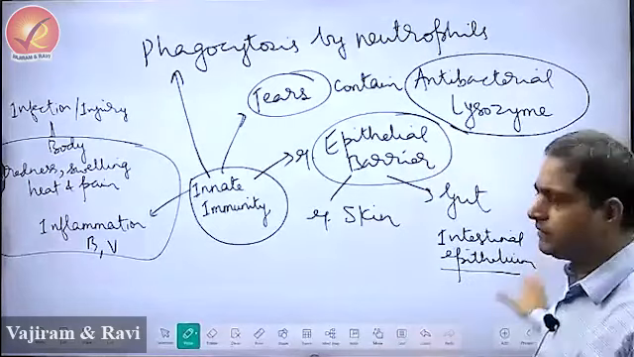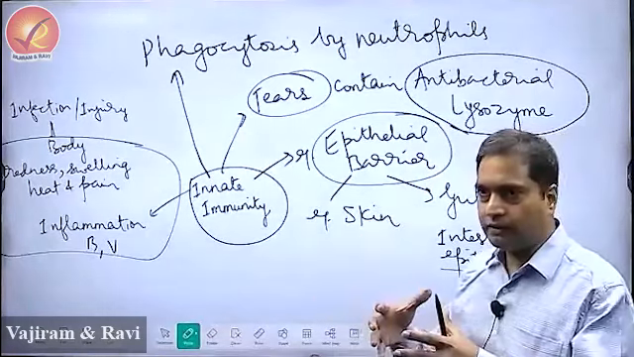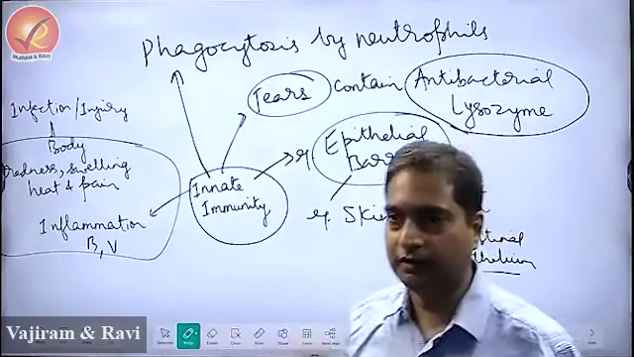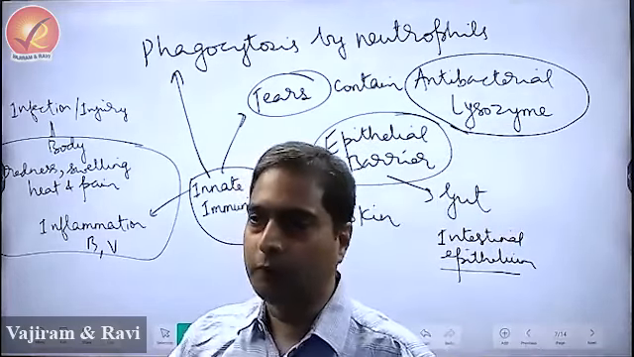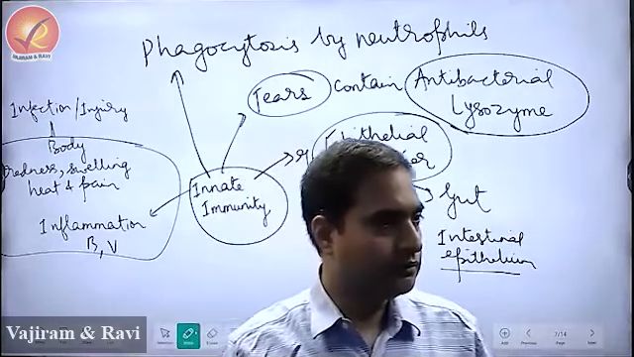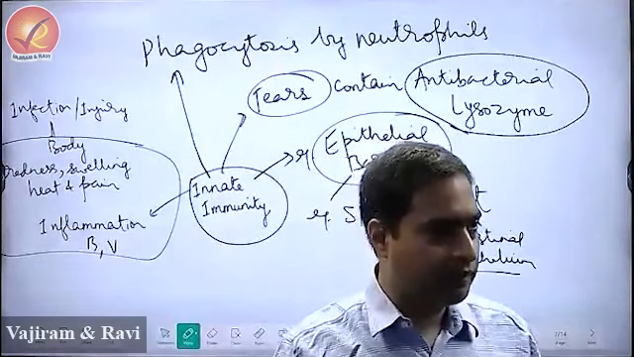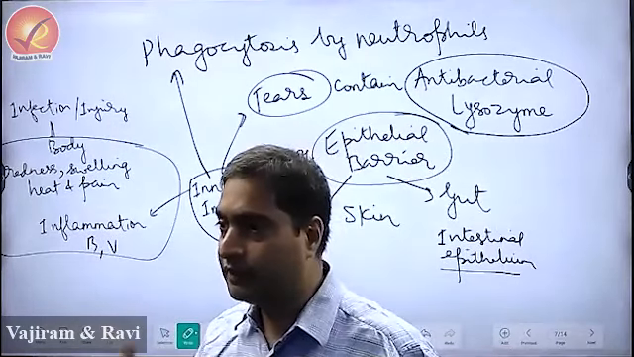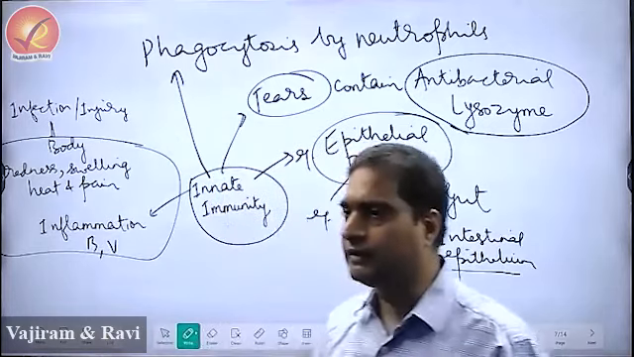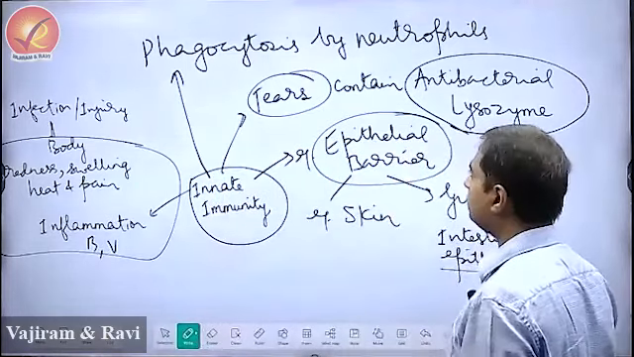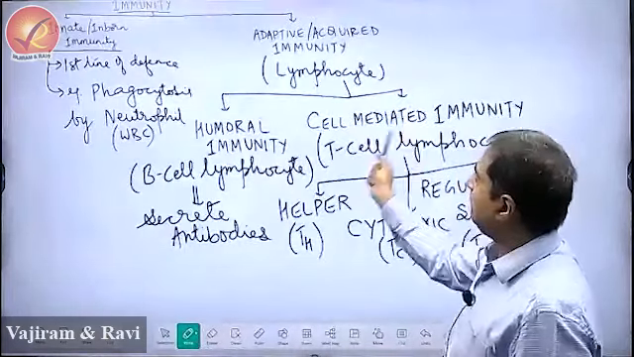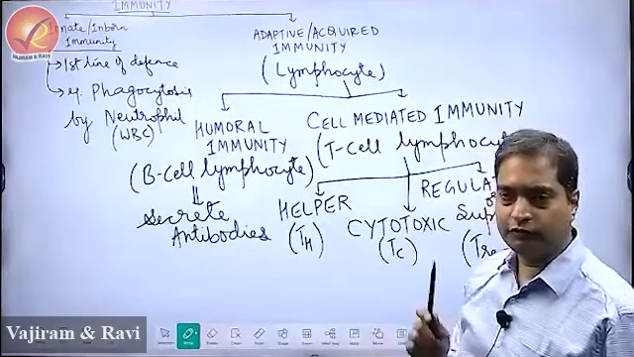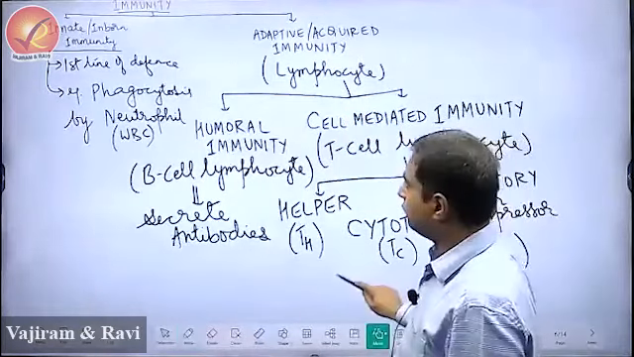However, with all these acting together, they cannot provide me comprehensive protection. If our body requires comprehensive protection, meaning a higher level of protection, well-trained level of protection, then we need the help of what? Adaptive or acquired immunity, which involves the role of what? The lymphocytes.